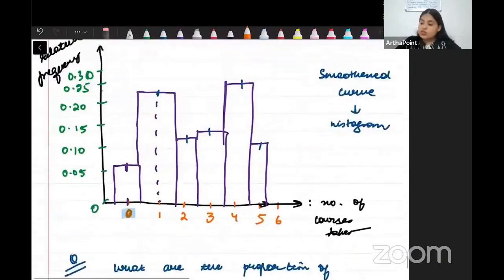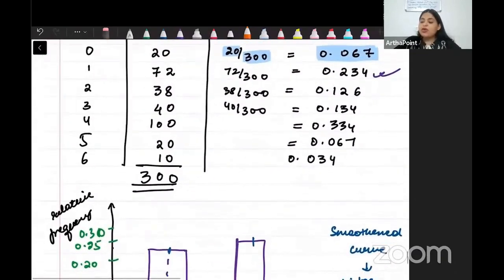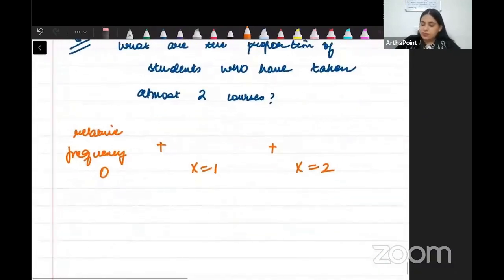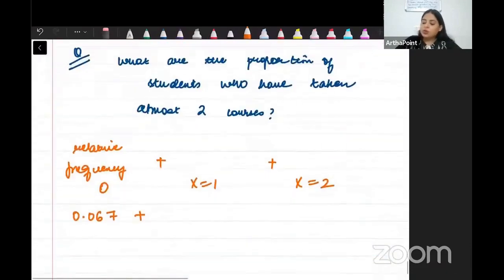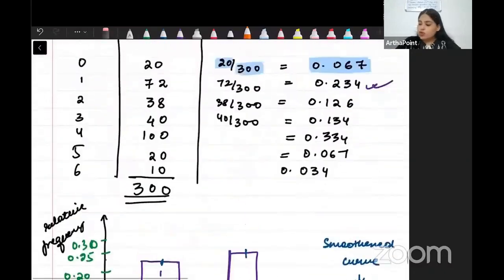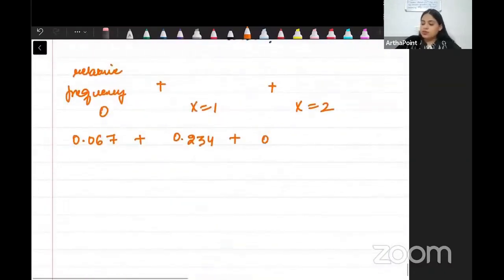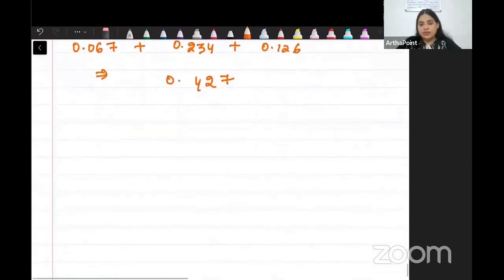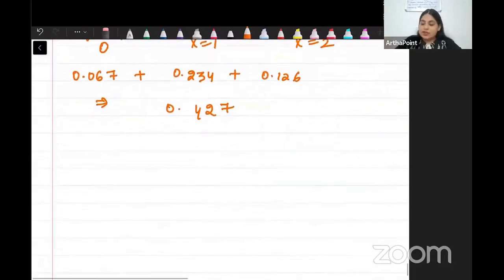So how many students took 0 courses? Beta, this is 0.067. How many took 1 course? It is 0.234. And how many took 2 courses? It is 0.126. So if you add this together, you will get 0.427. Okay, ji. Please verify this answer for me.